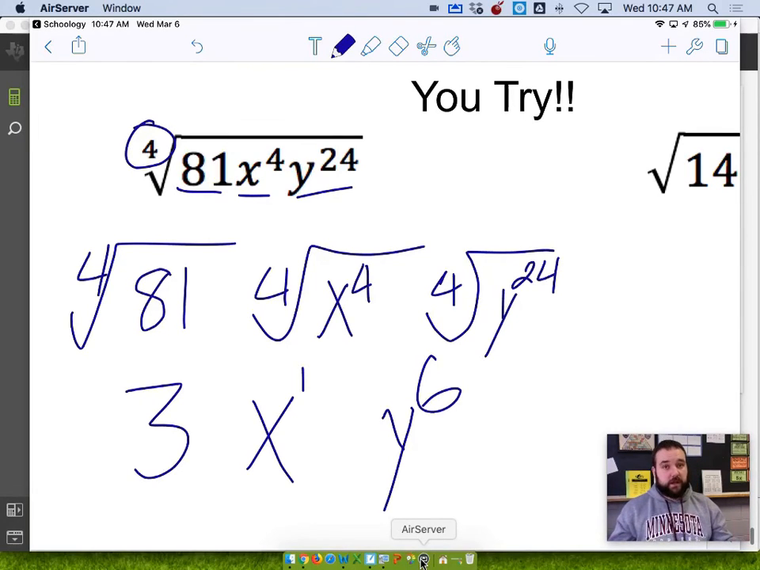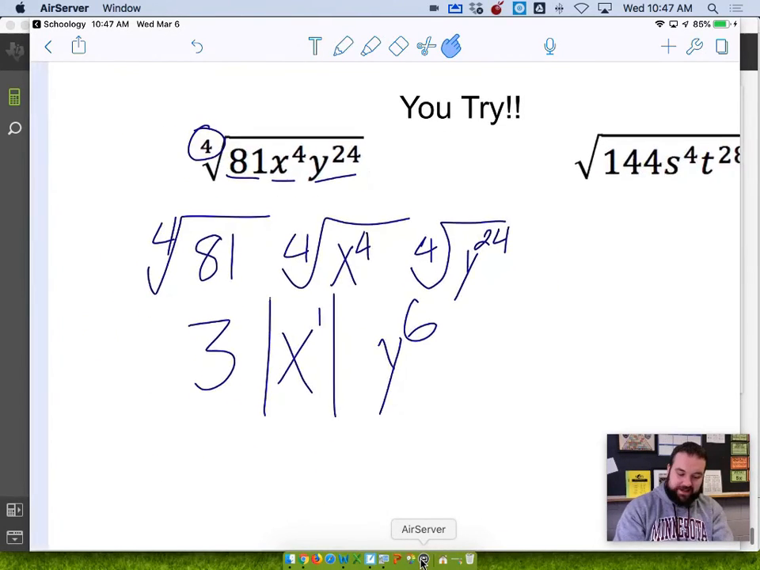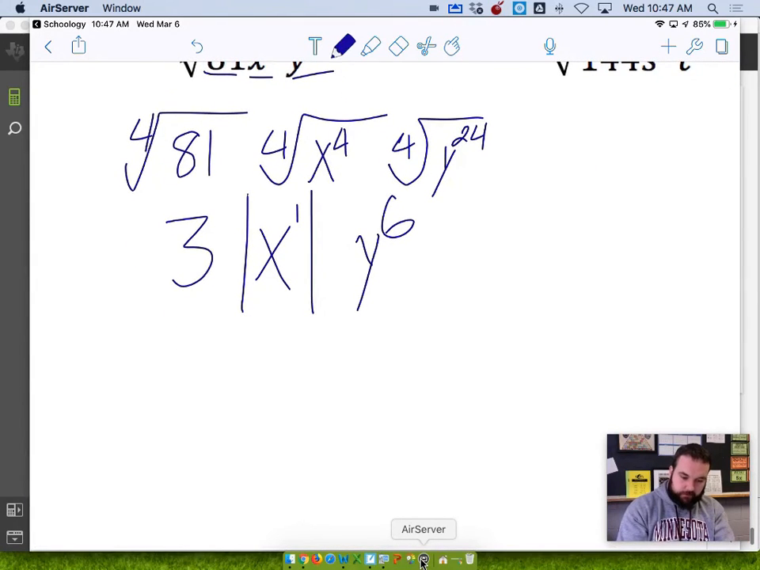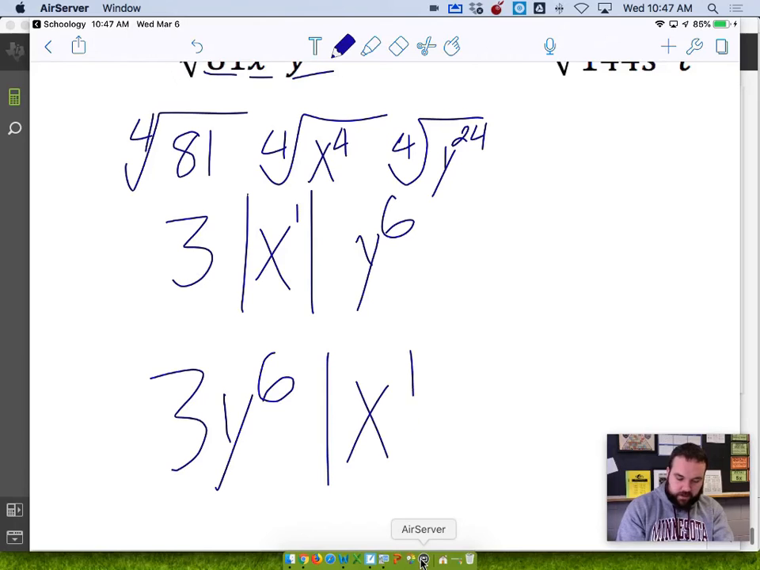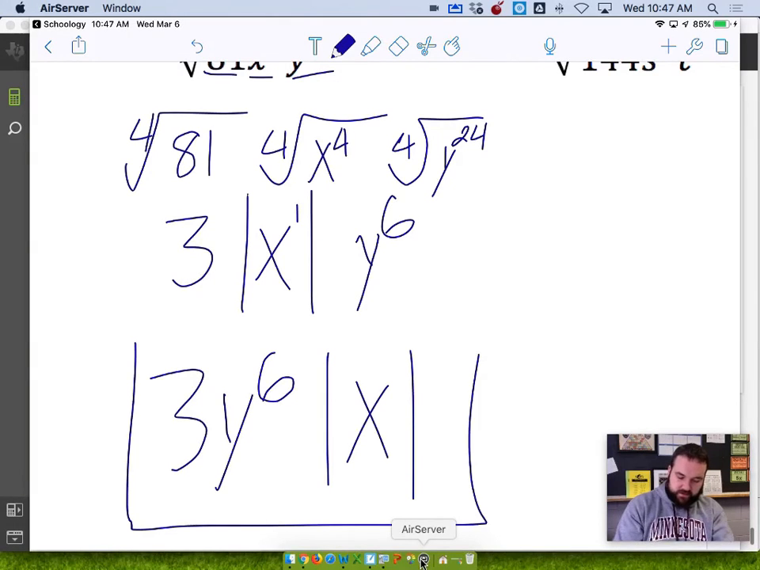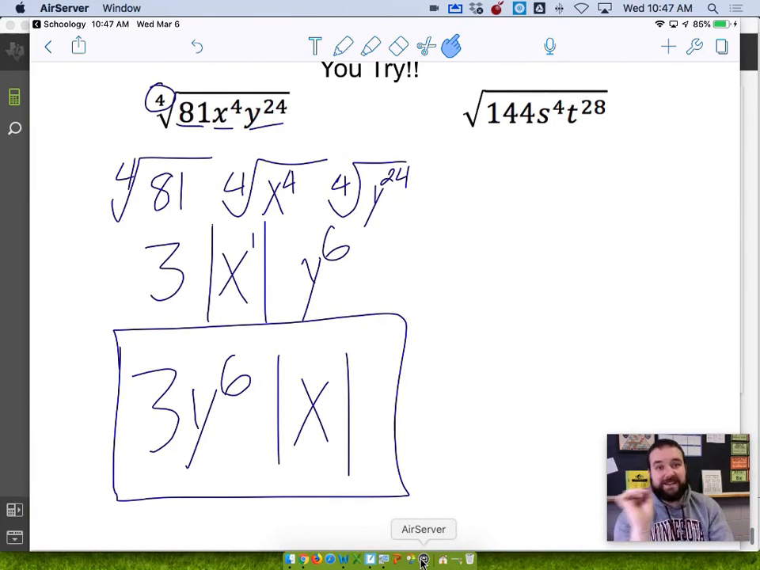Now, do I need absolute value? Because my index was even and x ended up being to the 1st power, I do need to put that in absolute value. So down here, you can leave it like that, or you can rewrite it as 3y to the 6th and then absolute value of x. Because we had an even index and the exponent of x was 1, which is odd, I need to put it in absolute value.